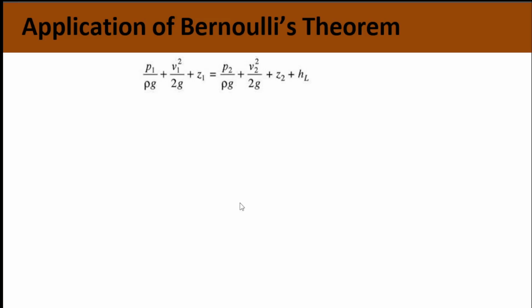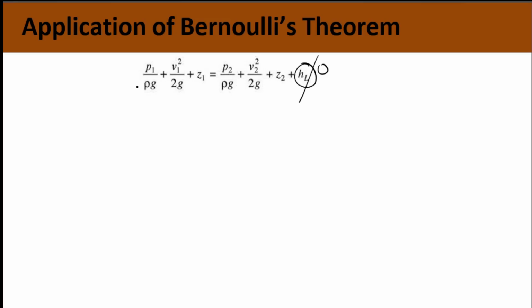In the previous videos related to fluid dynamics, we had the derivation of Euler's equation and Bernoulli's theorem. On the screen you can see Bernoulli's theorem written with the consideration of losses. So HL are the losses. If losses are not there, this term will be equal to 0.